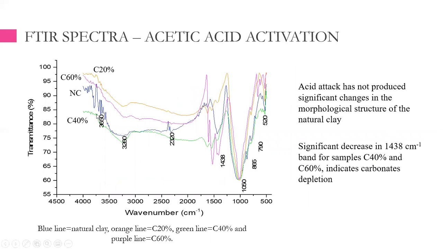Here you have the infrared spectrum for the natural clay again in blue, and this is compared to the spectra of the clays that were activated using, in our case, acetic acid with concentrations of 20, 40, and 60%. As you can observe, it is evident that the acid attack has not produced significant changes in this case, because the acid is not as strong as the sulfuric acid, but has other advantages in our case that are relatively important. And there is also a significant decrease in the intensity of this band found in the natural clay. This is related to the carbonate depletion, as we mentioned before.